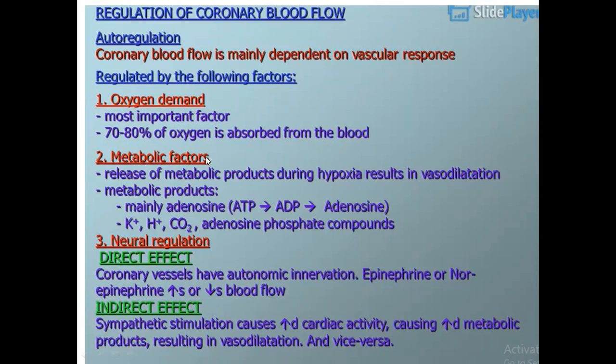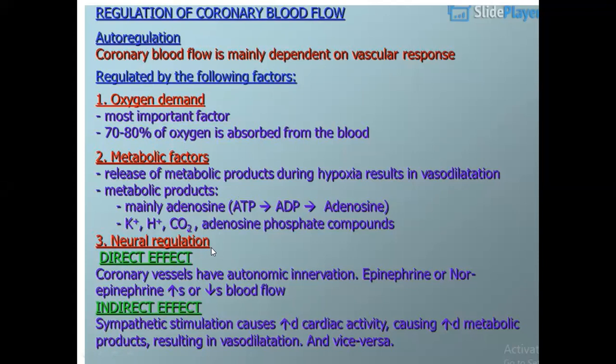And then we have metabolic factors. There are some metabolic products which are produced. Examples are adenosine, potassium ion, hydrogen ion, carbonate ion. Now, these products are produced during hypoxia. Hypoxia means there is decreased oxygen. You are not getting enough oxygen. So at that time, your blood vessels will dilate. So there is vasodilation, which is caused by metabolic products. Your blood vessel is dilating so that more blood can flow to your different organs because your body is suffering. There's hypoxia. These tissues are not getting enough oxygen. So blood vessels will dilate so that more blood can go to your tissues. So these metabolic factors regulate coronary blood flow also.